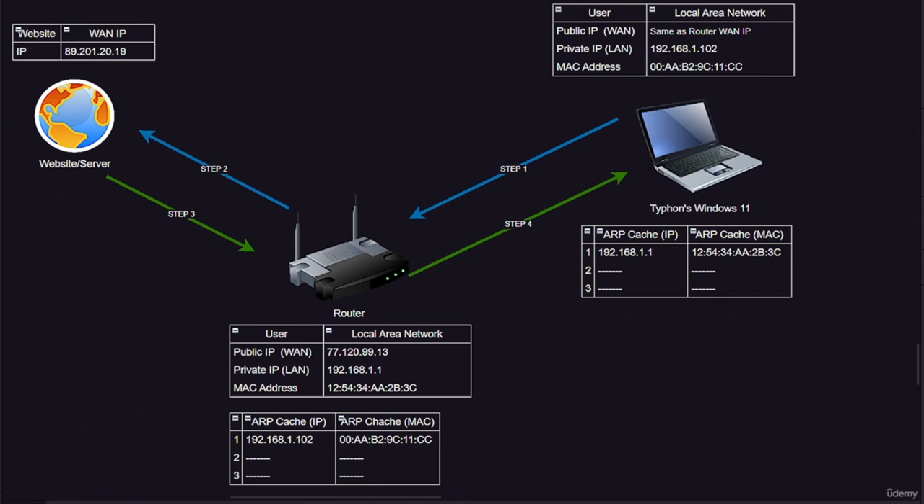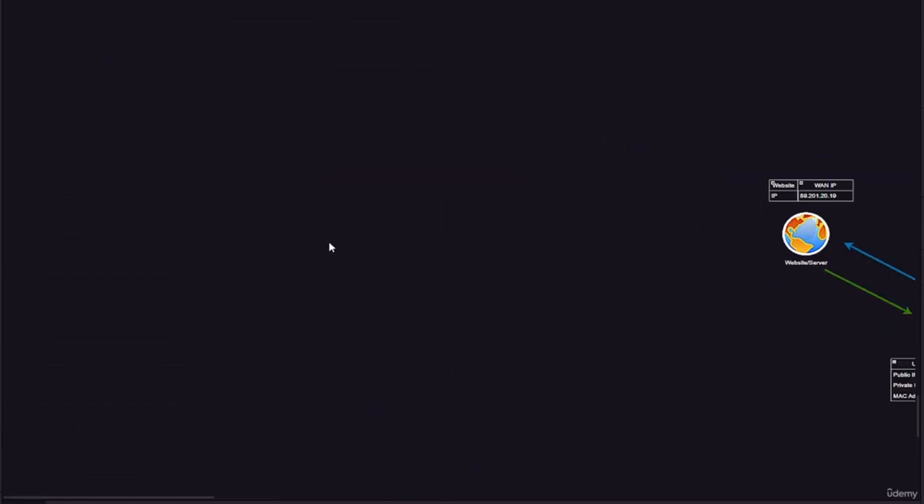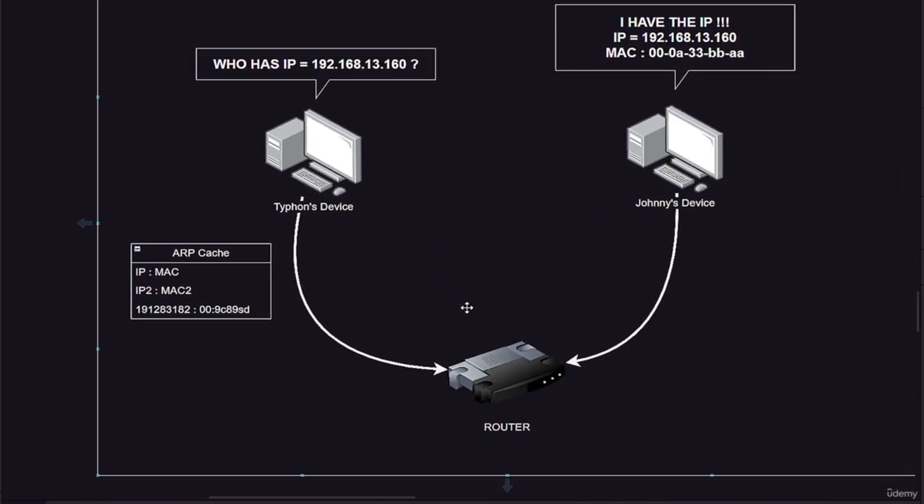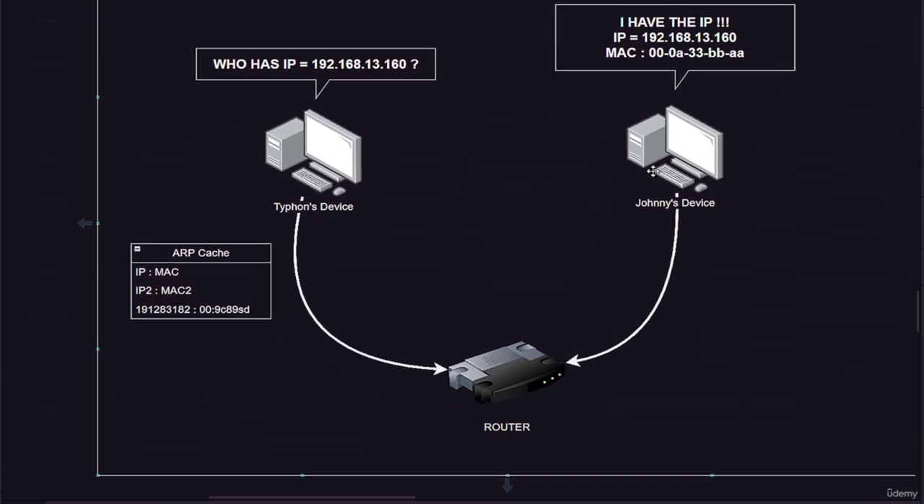So suppose that two devices are present in a network with no external internet connectivity. Here, actually, we have a diagram of this. So suppose we have two devices here, which are Typhoon's device and Johnny's device, with no external internet connectivity. For them to communicate with each other, they need to rely on an underlying protocol, which is known as the layer 2 protocol.